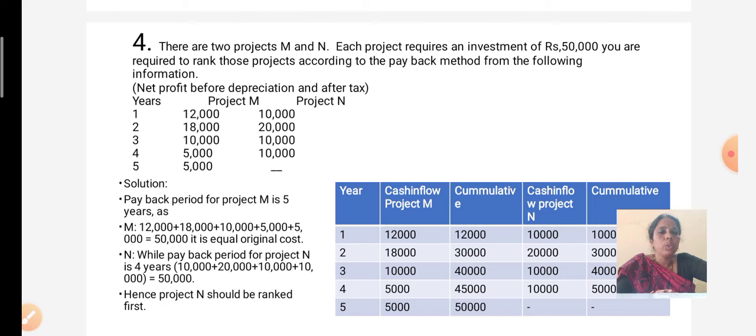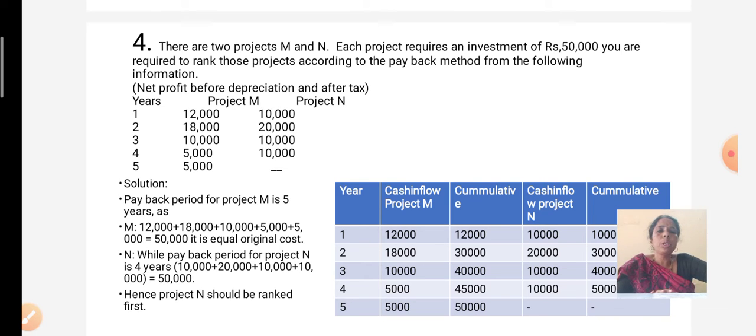Next, cash inflows for project N: 10,000, 20,000, 10,000 and 10,000. In the fifth year, we do not have a cash inflow for this project. Next, we go for the cumulative cash inflows, 10,000. Now 10 plus 20, 30,000, 30,000 plus 10, 40,000, 40,000 plus 10, 50,000. So this is the cumulative cash inflow for project N.